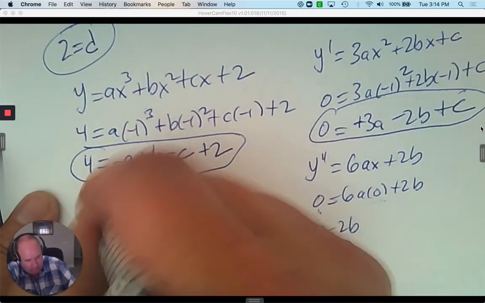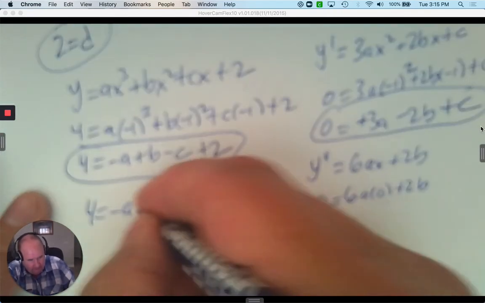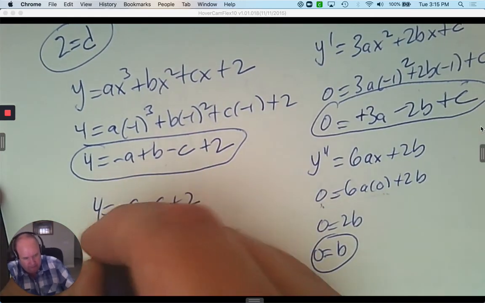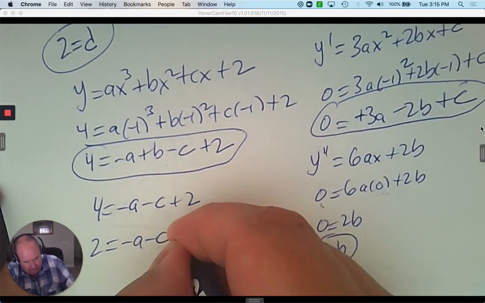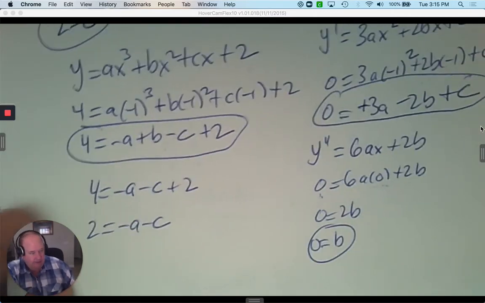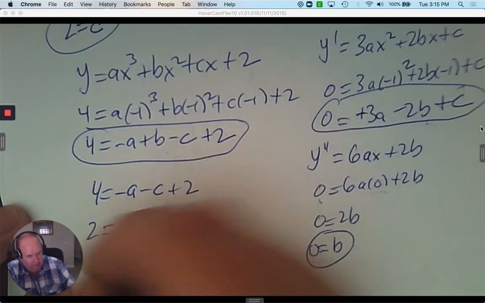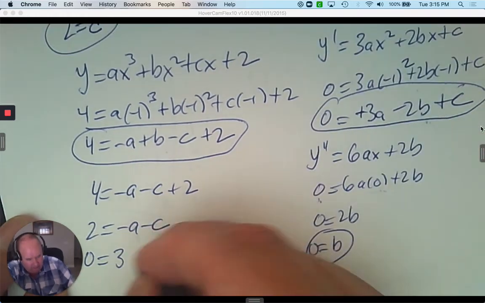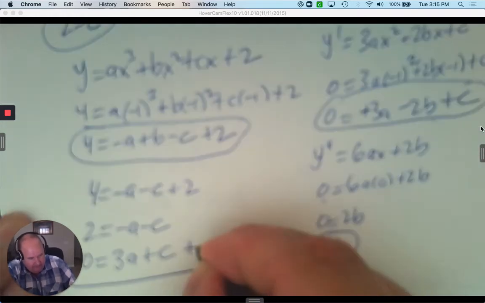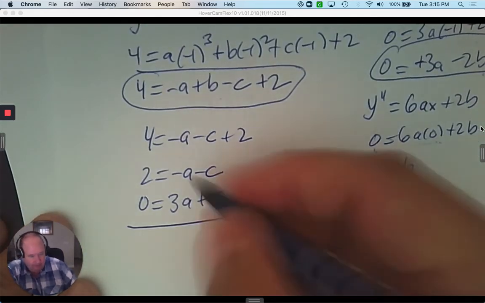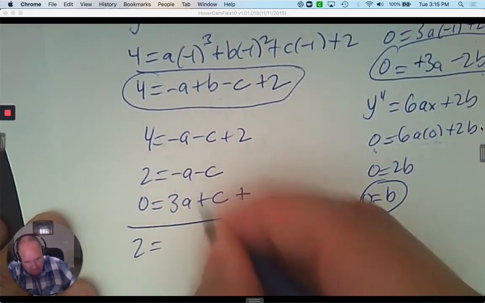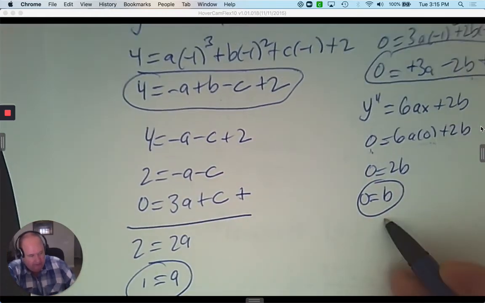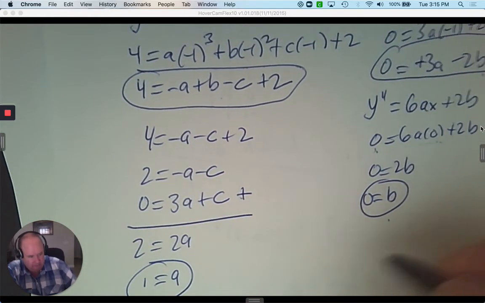So I'm left with 4 equals -a minus c plus 2. Let me clean that up. Subtract 2. So there. And then if b is 0, over here we have 3a plus c is what you're left with. Add these together. The c's eliminate. 2 is equal to positive 2a. Divide, and a is equal to 1.